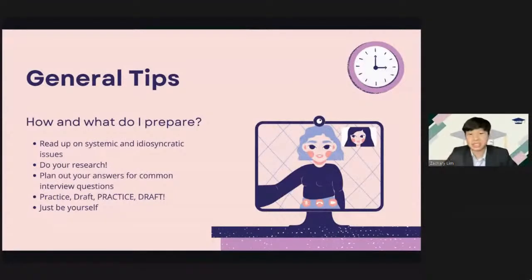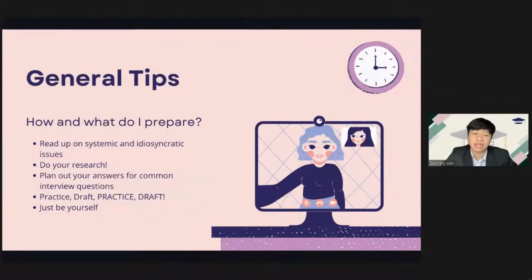So all this is the time for you to prepare for all this anyway. The next thing is to plan out your answers for common interview questions. You can search online for what are common interview questions. People can ask you, what are your strengths and weaknesses? You would not expect this because it's so common, but do not be surprised that actually that will be the first question you receive in your interview.